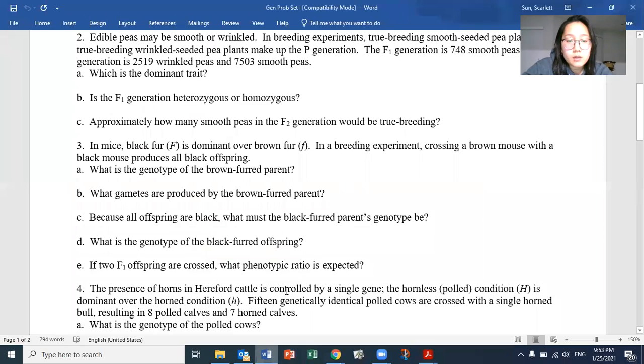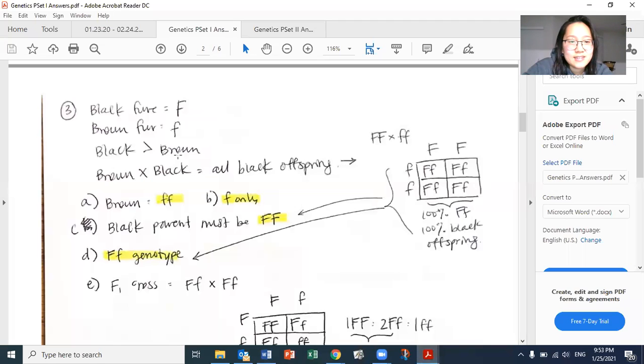Okay. In part B, it's asking what gametes are produced by the brown furred parent. Well, if the brown furred parent is homozygous recessive, then it can only give a lowercase f, right? No matter what it gives, it's going to be a lowercase f. It doesn't matter if it's the left one or the right one, it's going to be a lowercase f.